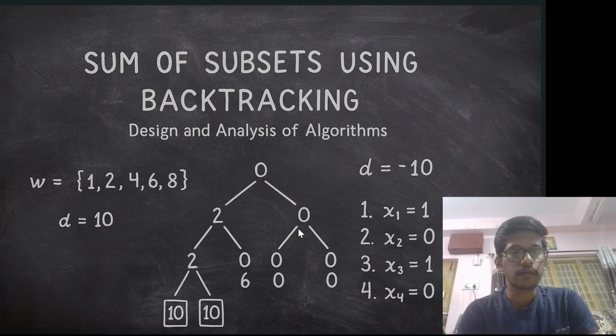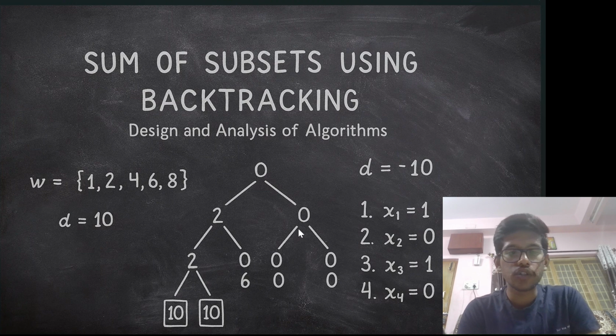And if the running sum exceeds the desired sum, we backtrack. That is, we return to the previous state and try the other option, either including or excluding the element. This way, we avoid unnecessary computations, which would lead to more time complexity.